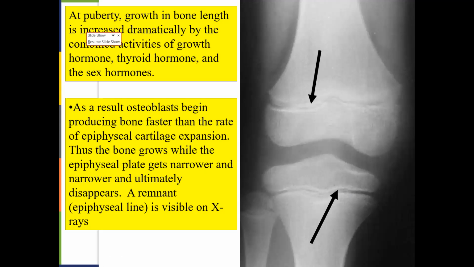Stop that. Why did it do that? Hang on a second. There we go. Don't know why it did that.